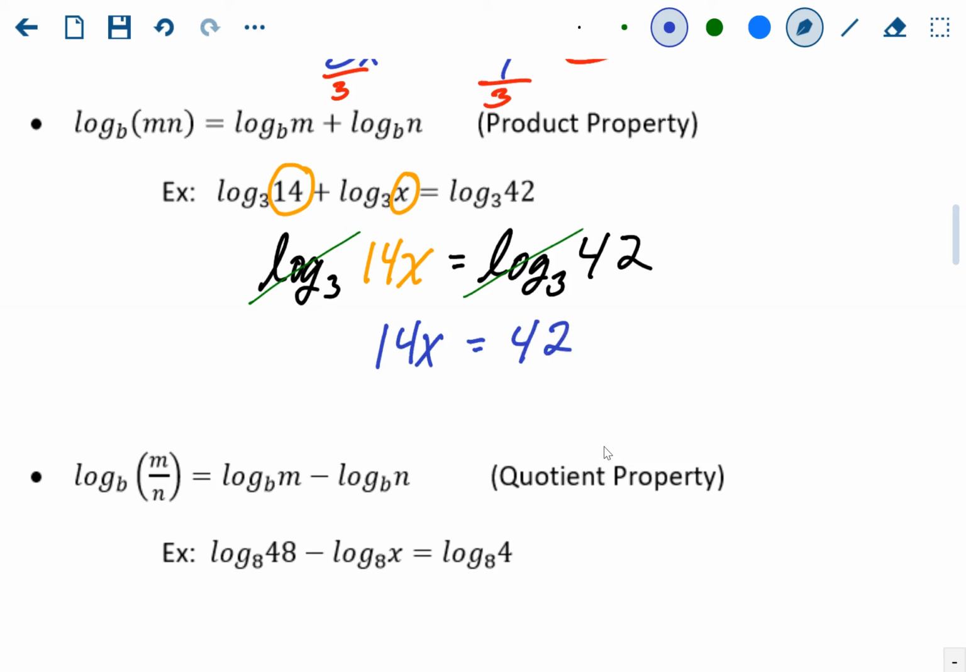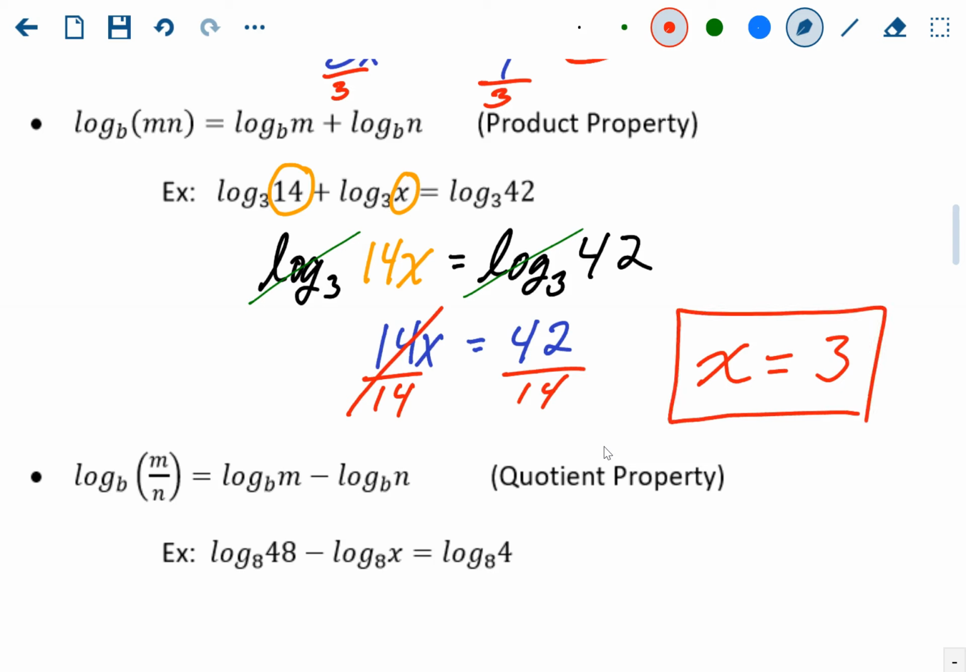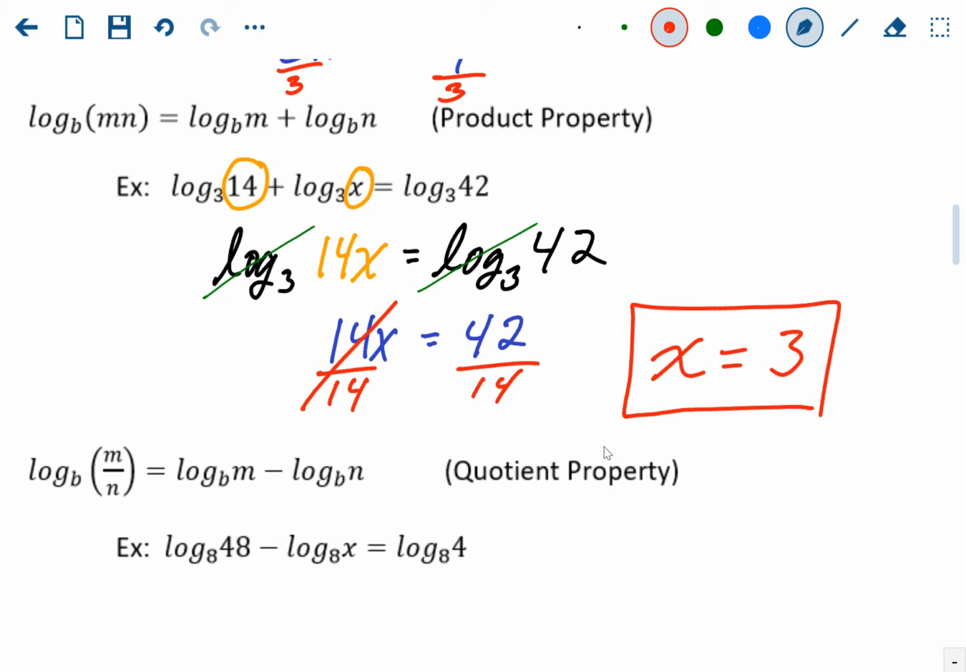And just pure instinct should tell you we should probably solve for x. Divide both sides by 14. And we end up with 42 divided by 14, so x equals 3. Now that one does work. It's a positive number. You plug it in, you get a positive. There's not going to be any errors in that one. So x equals 3.